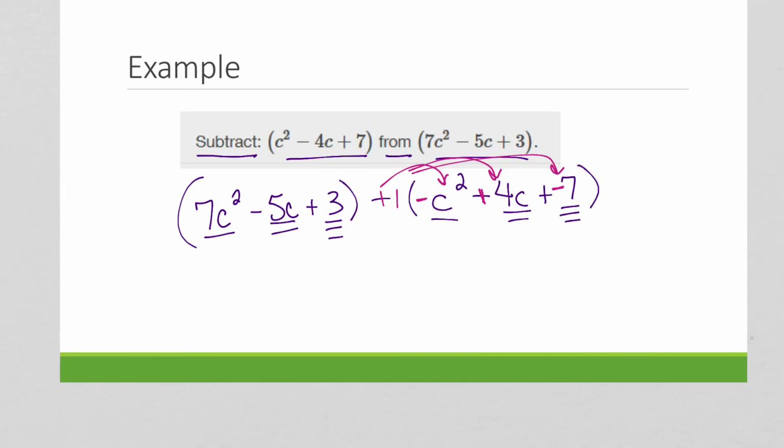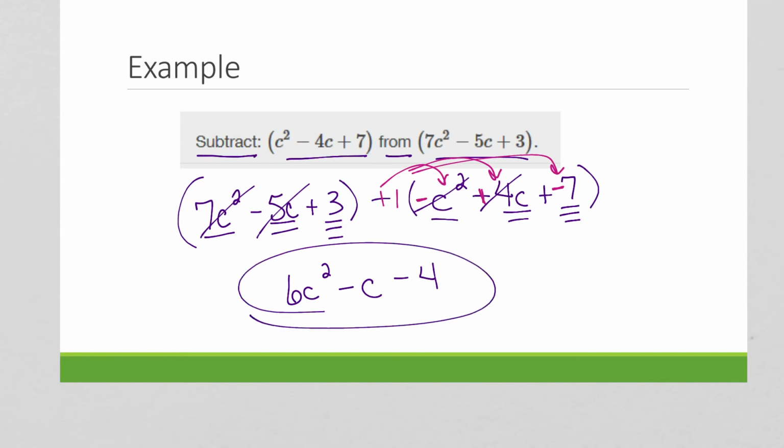So now our like terms are here and here, here and here, and then here and here. So 7c squared plus -c squared is 6c squared. Gets rid of that. -5c plus 4c is -1c or -c. That goes away. Then I've got 3 plus -7, which is -4. And this is it. This is as good as this thing gets.